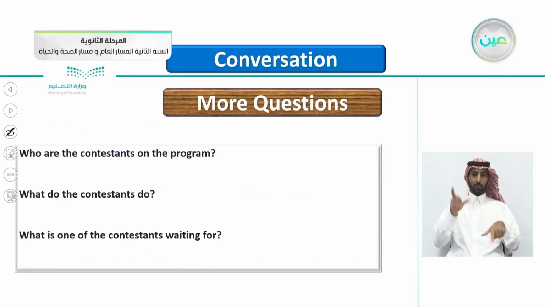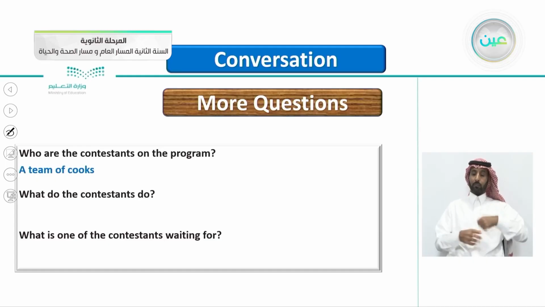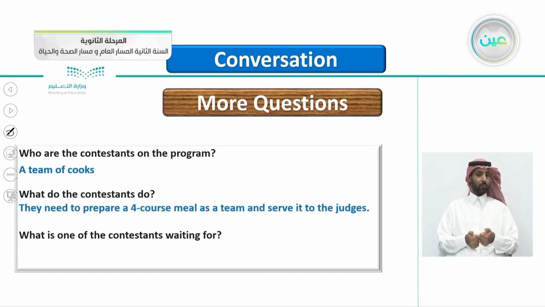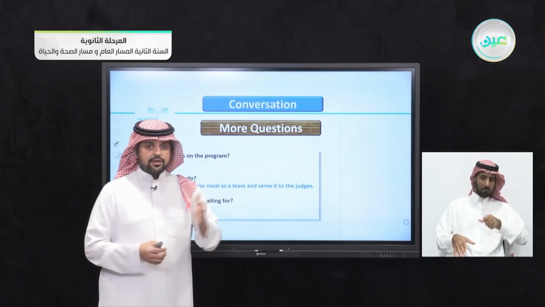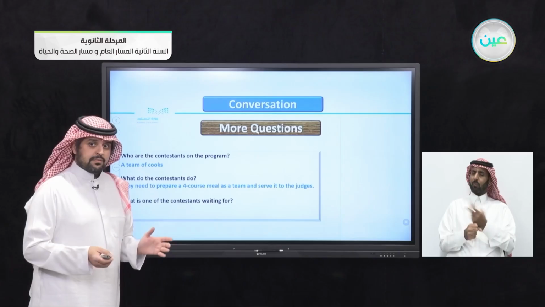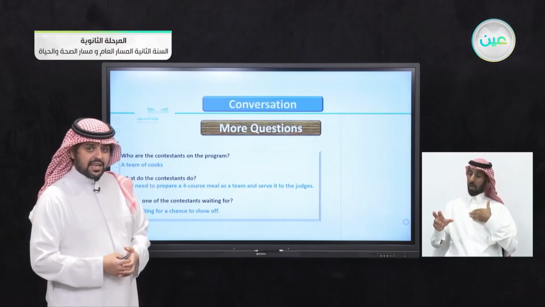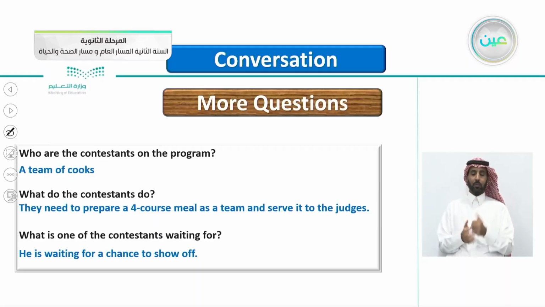Here are more questions also. Who are the contestants on the program? Who are the contestants here? Yes, very good. A team of cooks. They compete against each other. What do the contestants do? Yes, they need to prepare a 4-course meal as a team and serve it to the judges. As I mentioned before, they have to serve a 4-course meal to the judges. What is one of the contestants waiting for? Yes, he's waiting for a chance to show off. As Asma said, he's waiting for a chance to show off.